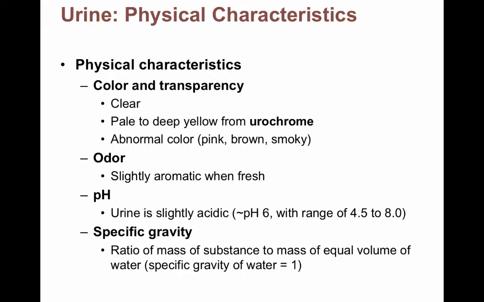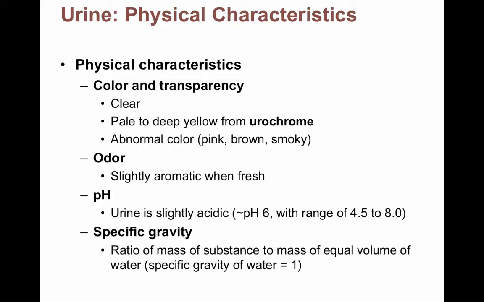You can drink coffee and it smells like coffee for some people. Disease may alter smell as well. So with patients with diabetes, sometimes you can smell acetone. pH is slightly acidic, around 6. A normal range is within 4.5 to 8.